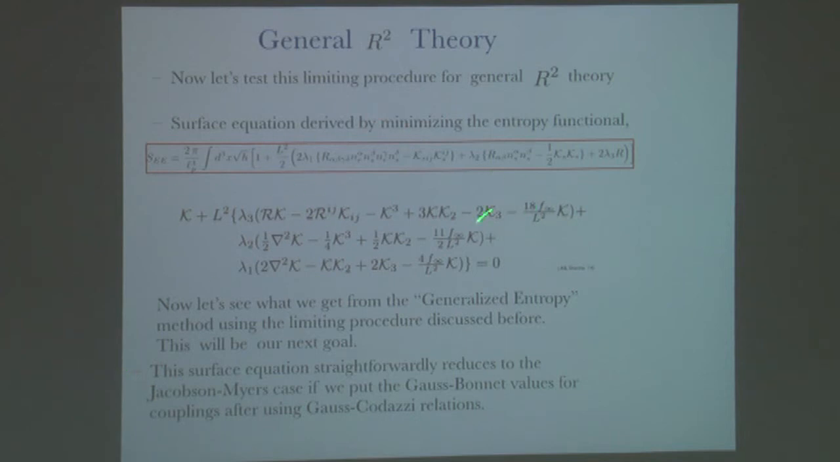But now we will consider the most general R square theory. So this lambda 1, lambda 2, lambda 3 can take any value. So we can extremize this area functional and derive this surface equation which is mentioned here, and we see now what we will get from the generalized entropy method. So this reduces to the Jacobson-Myers functional by using this Codazzi identity and the Gauss-Codazzi identity simultaneously.